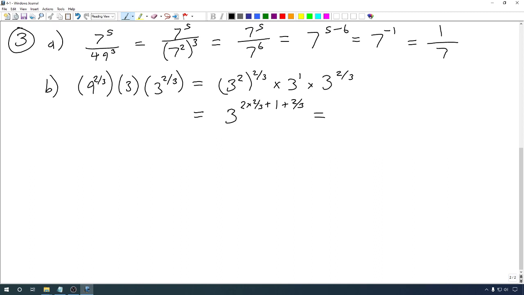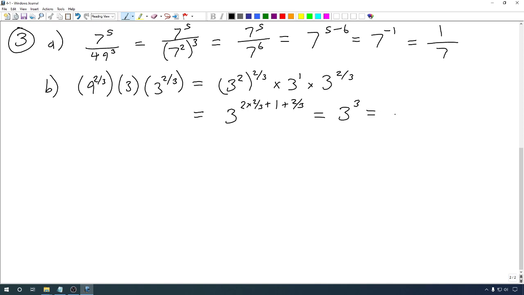Now, what is 2 times 2/3 plus 1 plus 2/3? Well, this first term here is 4/3. 4/3 plus 2/3 is 6/3. And because now the numerator is actually a multiple of 3, we can simplify that. 6/3 is 2. And then 2 plus 1 means that we actually have a power of 3 now. That's what all those add up to be.